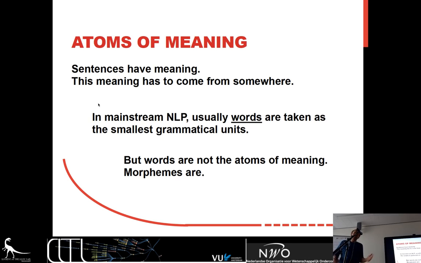And normally, in mainstream NLP, the words are the basic units. I also do that. I think it's wrong. Of course you've got morphological analysis and so on, but if you look at dependency parsing, they look at words. Morphemes are the basic units of meaning. So we should look at those.